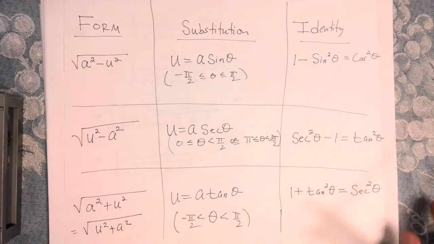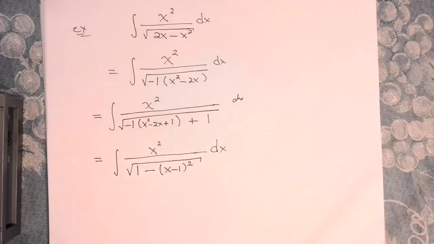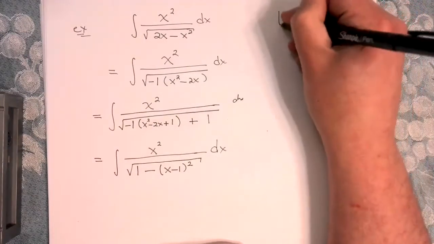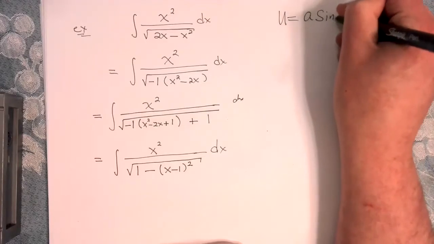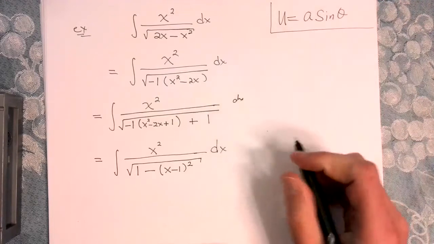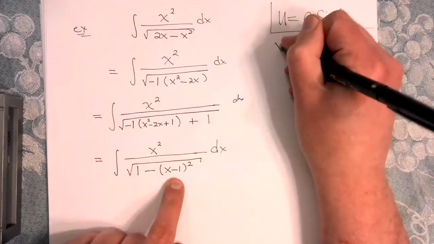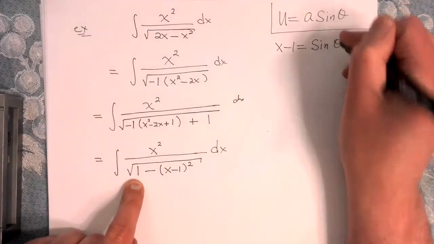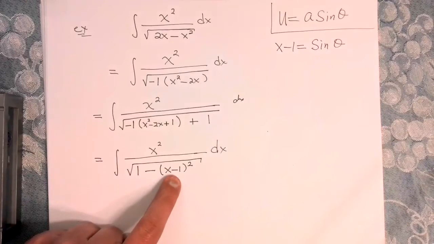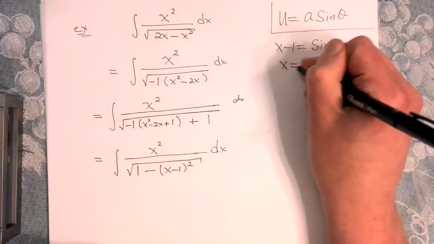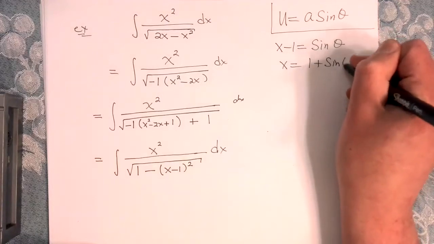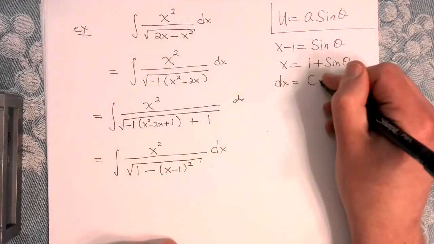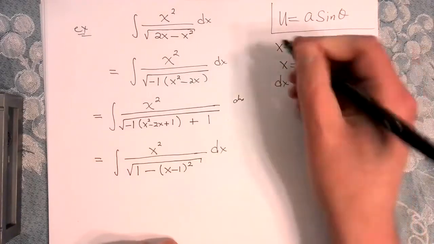Well, that seems pretty good. Everyone likes a good sine substitution. So let's see what we have here. So we have this form that we want to fill in. Okay, so this is u squared, so u must be x minus 1. This is a squared, so a must be 1. Okay, so that's going to help with this. And then let's isolate x. So x is equal to 1 plus the sine of theta. And then I also need a dx. Don't forget the dx, please. So this is going to be cosine of theta d theta when I take the derivative.